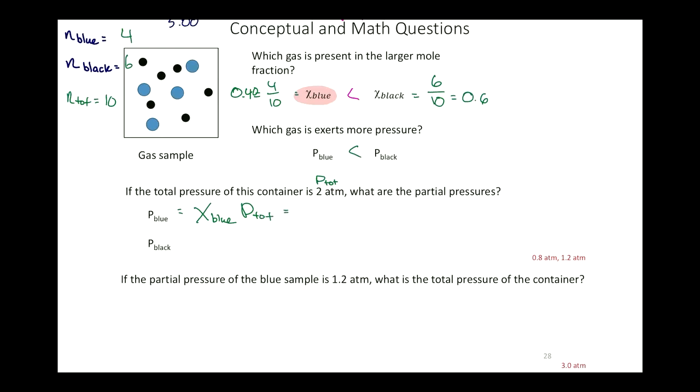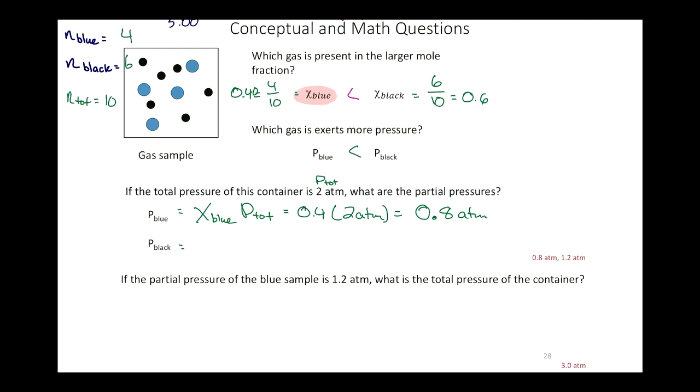So essentially 40% of that 2 atmospheres, which is the total, is going to be what blue contributes. So blue is contributing 0.8 atmospheres of pressure. Then we do the same thing for black, but you can tell how much partial pressure is left, because both of them have to add up to 2. So that missing piece has to contribute 1.2 atmospheres.